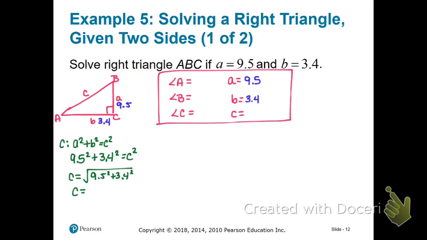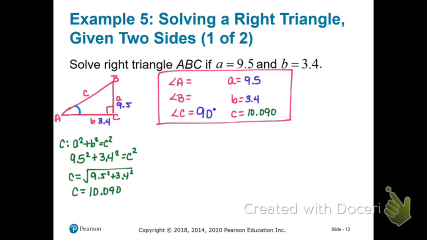And so what is side C? Good. Okay. So now what? Good. C is 90 degrees. What else? Okay. So let's find angle A.